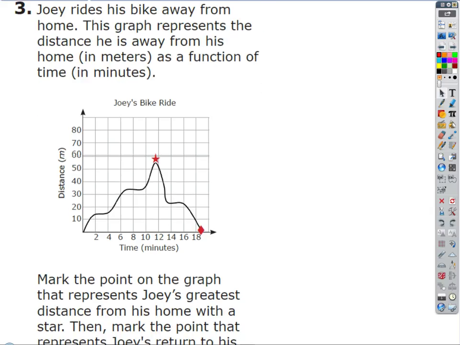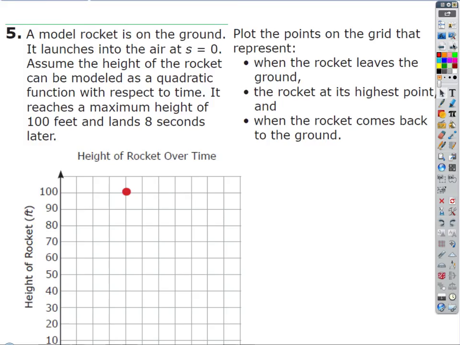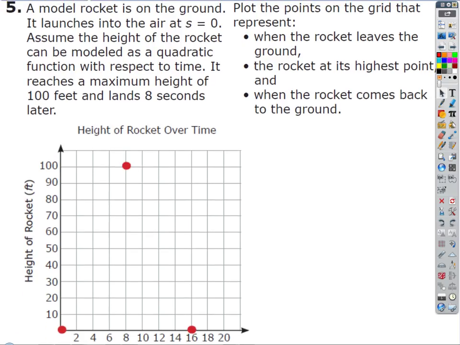Does this make sense that if this is a graph of Joey riding his bike and it's his distance from home, the star is where he's furthest from home, and the diamond is when he gets back home? His distance is 0, right? Okay, what about this one? Let's take a quick second on this one. Not hard, but there's a couple little concepts I'll remind you about.